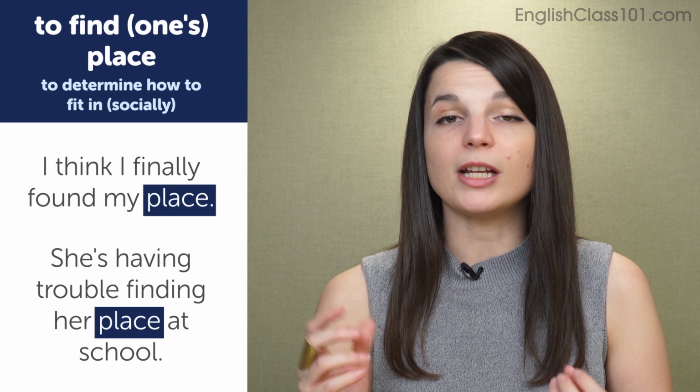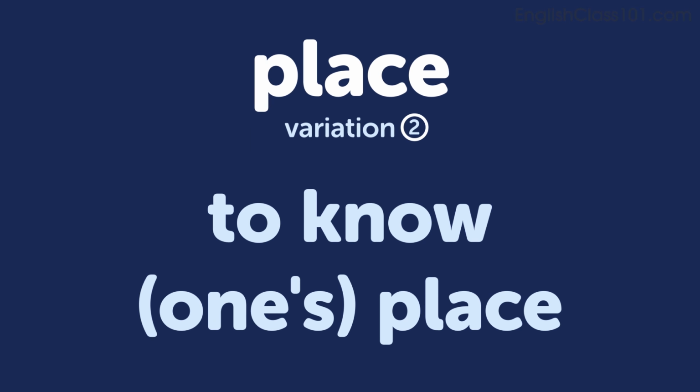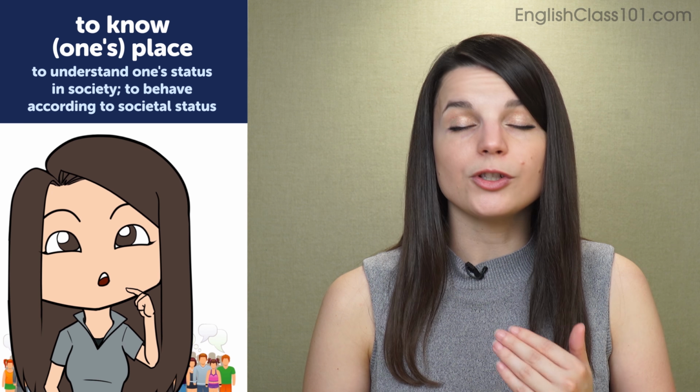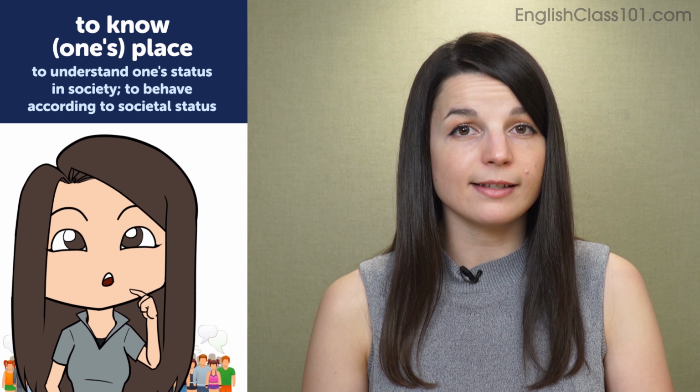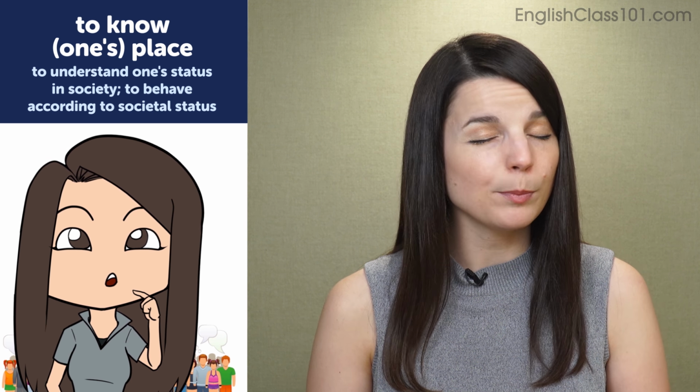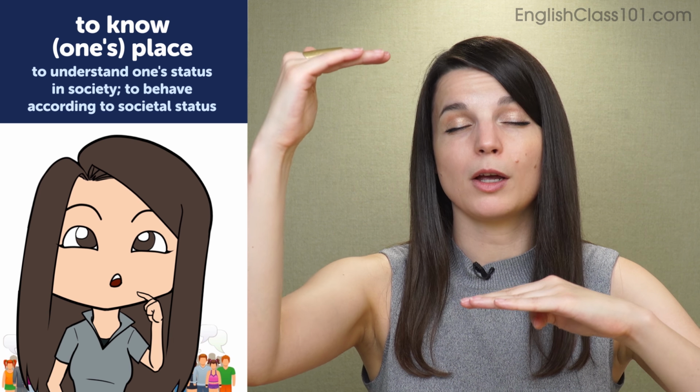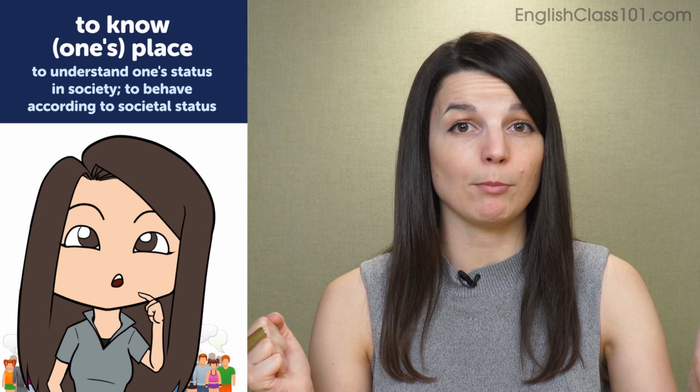The next variation is to know one's place, to know one's place. This refers to understanding your status in society, and it's typically used to refer to people who are below others as well. Like we typically don't use this to talk about people who are above us. We might use it to talk about ourselves in reference to being below someone, or someone from a higher position might talk about the people below them, oftentimes with a kind of disrespect. Let's look at some examples.